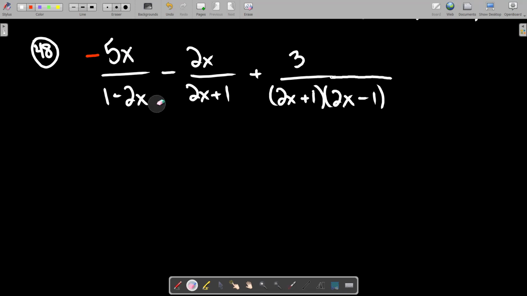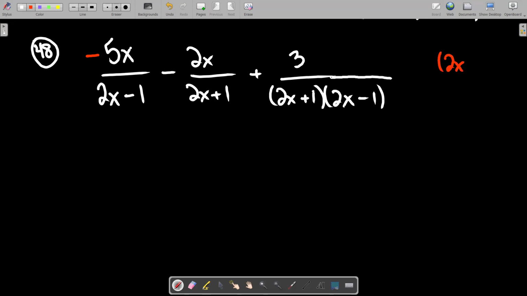The negative has to go somewhere, but you don't want to leave it on the bottom. But since we're going to blend and mesh all the top stuff together eventually, it's probably good just to put it on the top right now. So take the negative, move it to the top, and now you're free to take the 1 minus 2x and reverse it like you wanted to. Now it's time to ask ourselves, what's the LCD? What is the least common denominator?